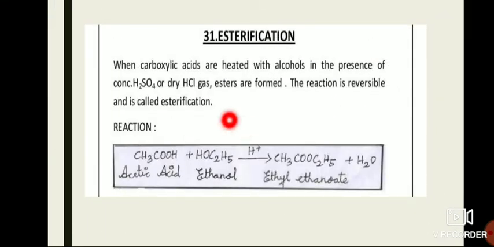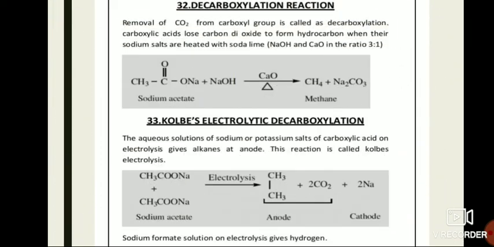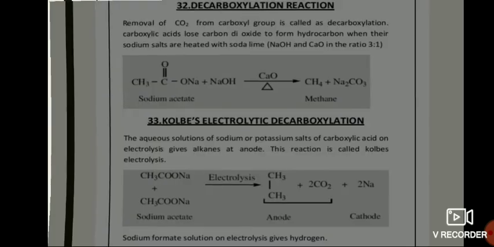Next one, esterification. When carboxylic acids are heated with alcohols in the presence of concentrated sulfuric acid and dry HCl gas, esters are formed. The reaction is reversible and is called esterification. The decarboxylation reactions. Sodium acetate reacts with sodium hydroxide in the presence of calcium oxide on heating to form hydrocarbons. And Kolbe electrolytic decarboxylation. Sodium acetate in the electrolysis process forms hydrocarbons and carbon dioxide at the anode side and sodium at the cathode side.